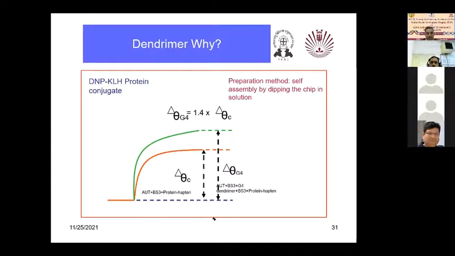This is again the same, showing that there is almost a 1.4 times advantage in terms of the shift in the angle by using the dendrimer surface, and that's why we adopted a three-dimensional surface. Next, please.